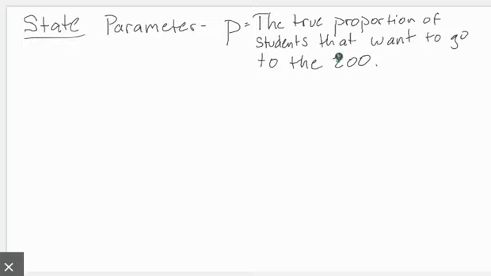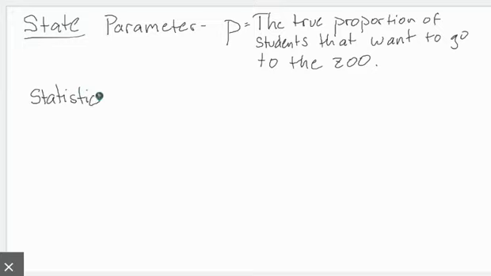P, our parameter that we are working with, is the true proportion of students that want to go to the zoo. So anytime you see the letter P, that's what it represents, the true proportion of students that want to go to the zoo. The second thing that we are going to state is our statistic.